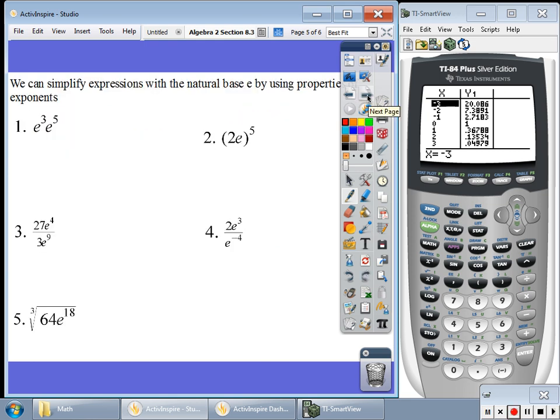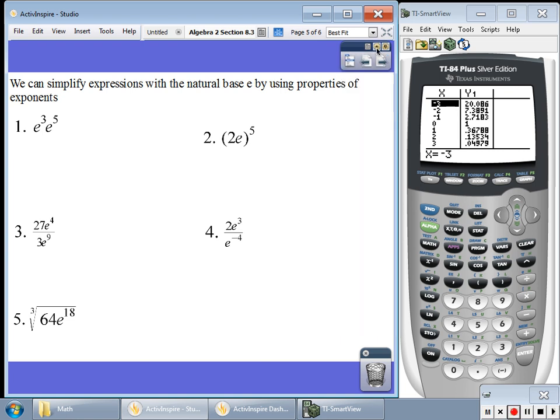Now we can also simplify expressions with the natural base e by using properties of exponents. All of these properties still apply. So e to the third times e to the fifth, ask yourself, what are we doing with those exponents? We're going to add those, e to the 3 plus 5, and so we get e to the 8th power. For number 2, we have 2e raised to the 5th. My eyes are drawn to this parentheses. Everything on the inside wants that power of 5. So 2 gets a power of 5, and e gets a power of 5. And then we know who 2 to the 5th is. That's really easy. 2 to the 5th is 32, and then you have e to the 5th power.